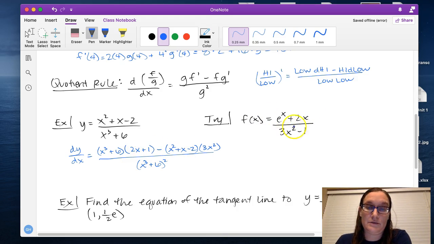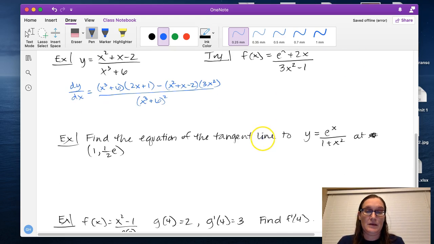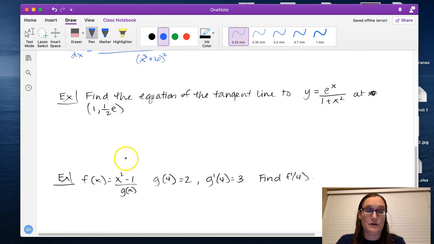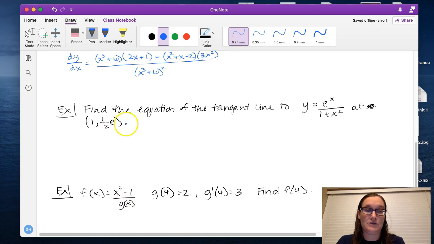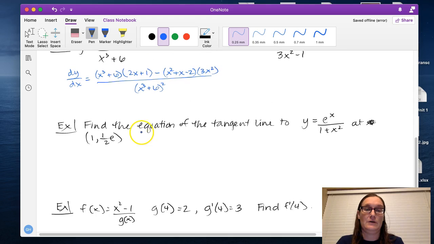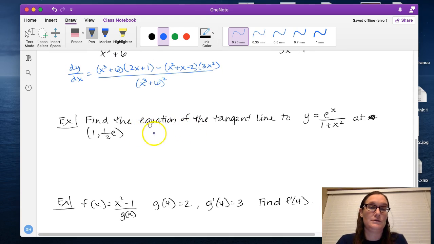You're going to try this one. It's just kind of a basic quotient rule. So then we'll do a couple more. Find the equation of the tangent line, one with a g of x in there, and then I just at the very end want to talk to you about how you can avoid using the quotient rule in certain cases. So we want to find the equation of the tangent line to this function at this point.